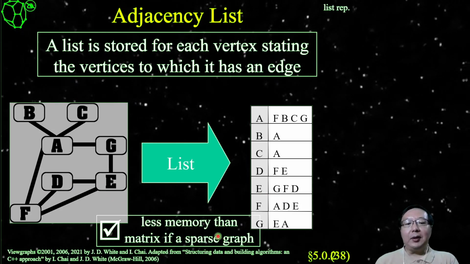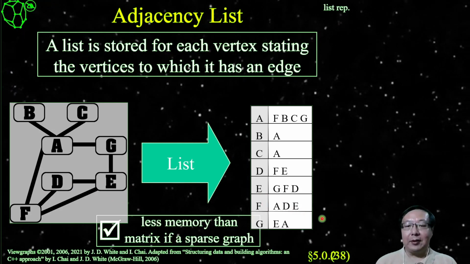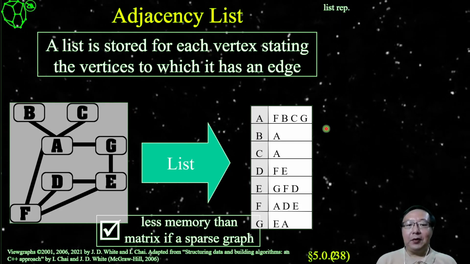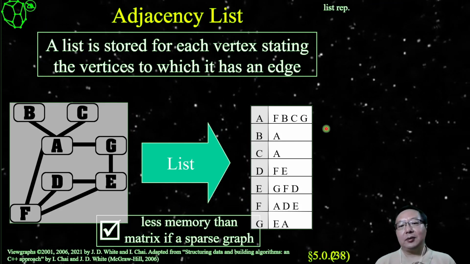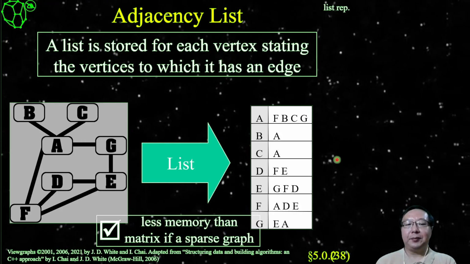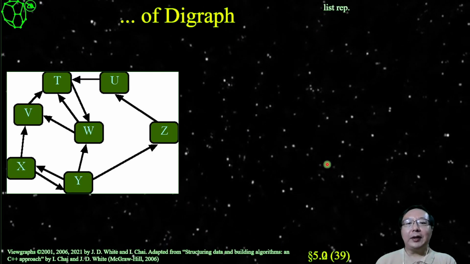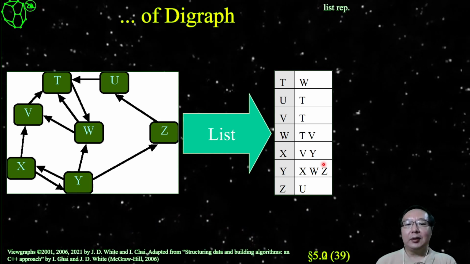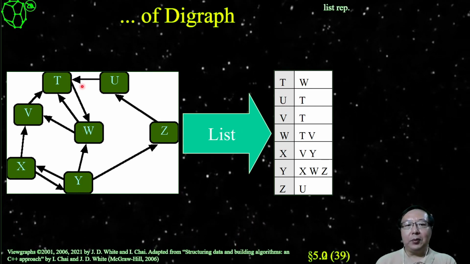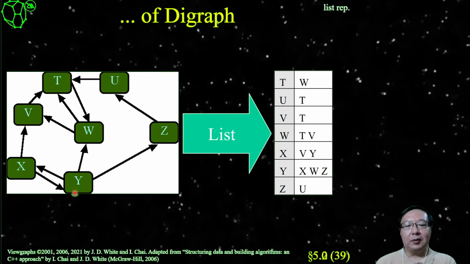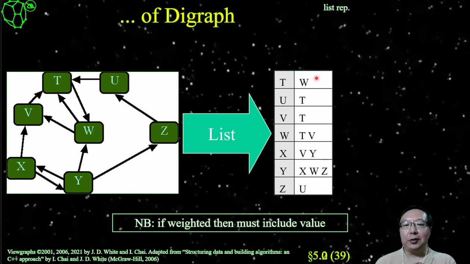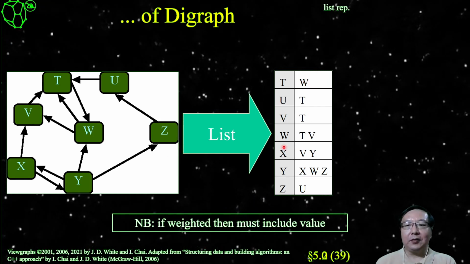So this takes less memory than a matrix if it's a sparse graph. A linked list of course takes an extra pointer, so if it's a dense graph, a matrix will take less memory. But if it's a sparse graph, then a matrix takes more memory than a list. And if you have a digraph, then the list still works. From T it goes to W, from U it goes to T, from V it goes to T, so it works fine for a digraph. Now, if you have a weighted digraph, then you need to include a value and not just the list of vertices.